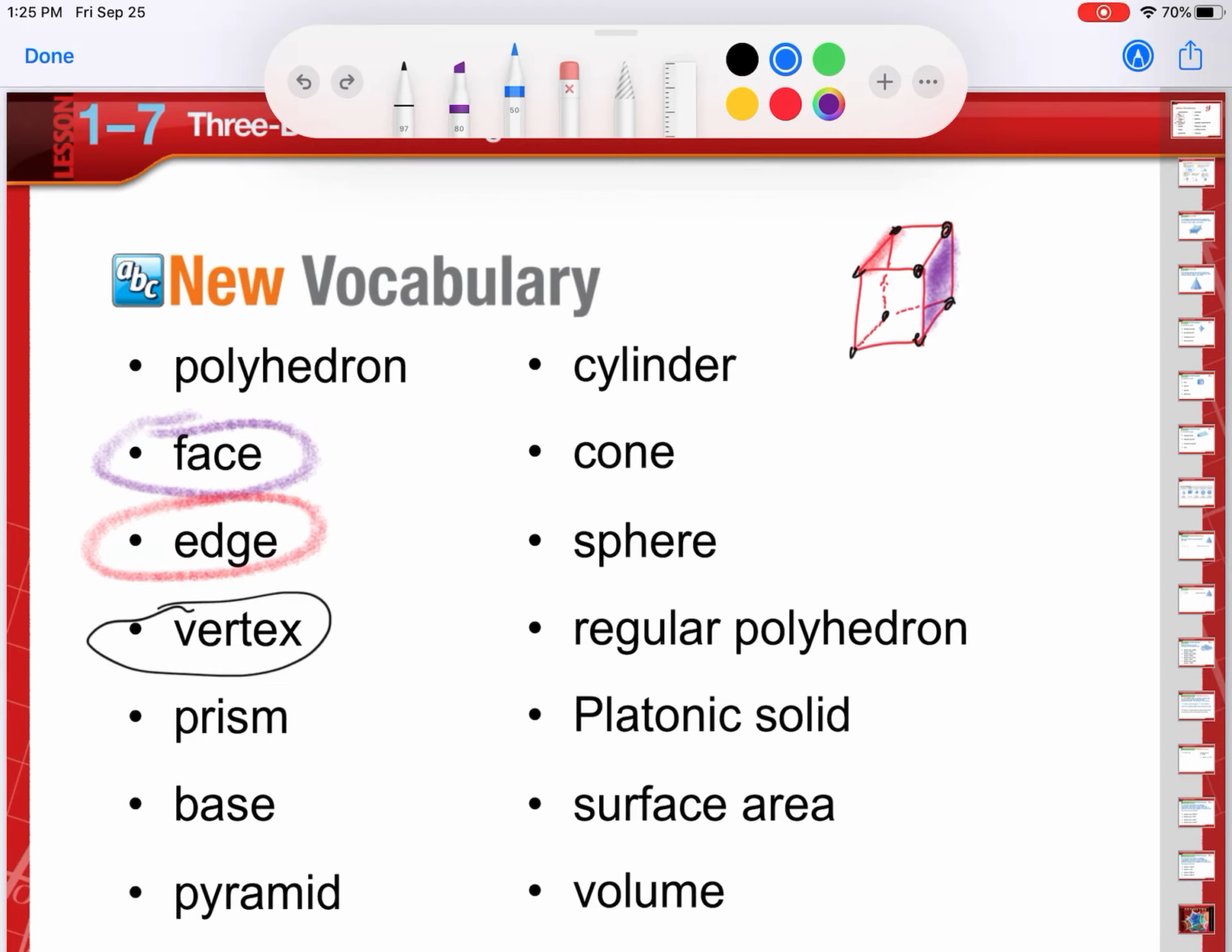A base. A base is one of those two congruent faces on a prism. So like the square on bottom and the square on top here would be your bases.